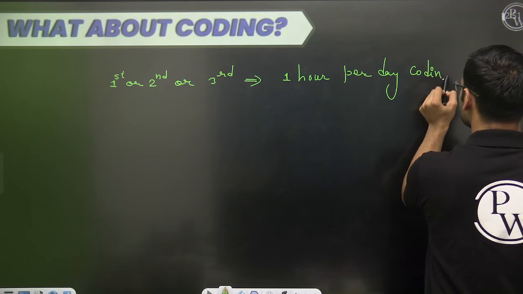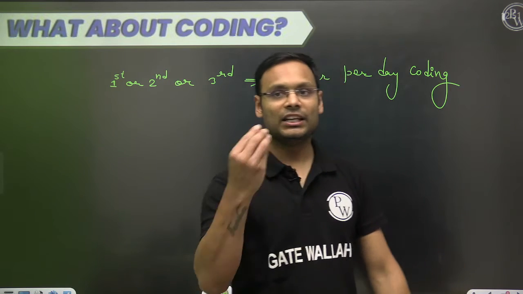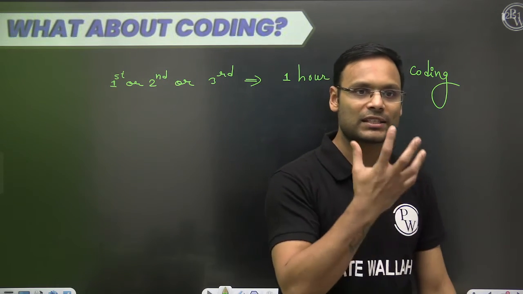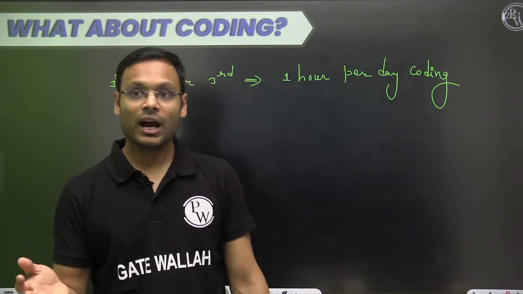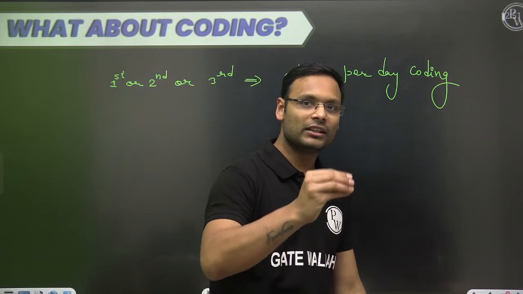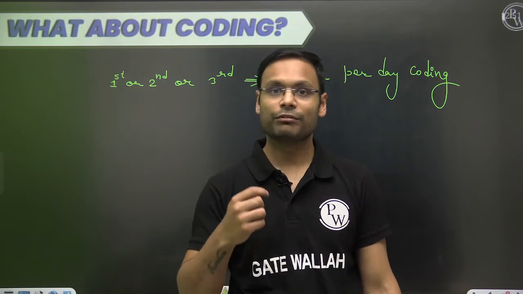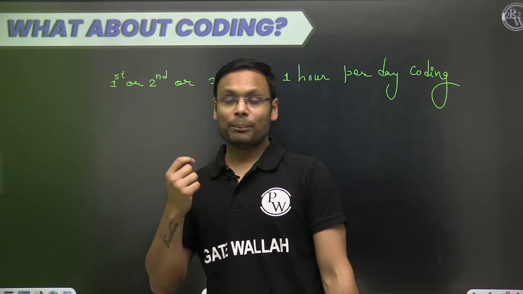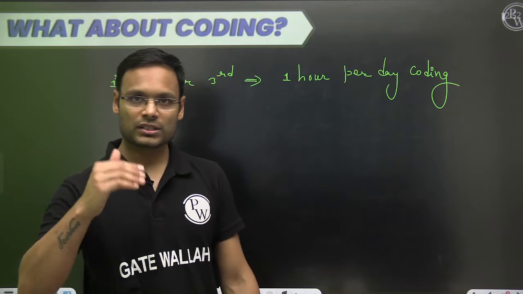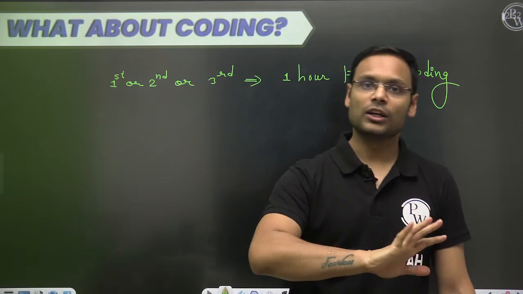Now I'll tell you one thing. 1 hour per day coding means you can initiate with a programming language, basic programs you will start to write like loops and if else, etc. After that, you should go ahead with a little bit more logical questions like how to find out the Fibonacci series, how to find out the prime number, etc.